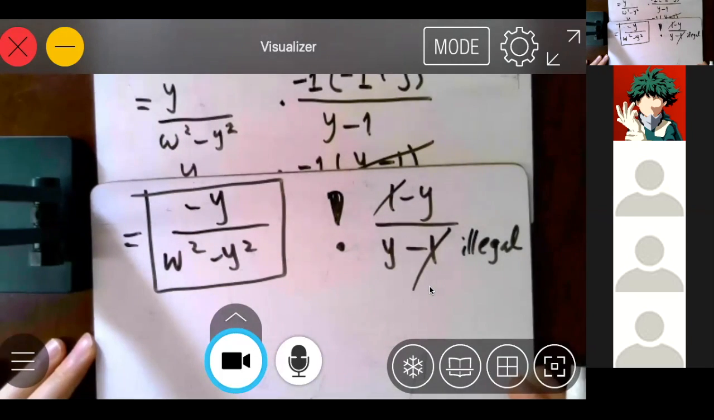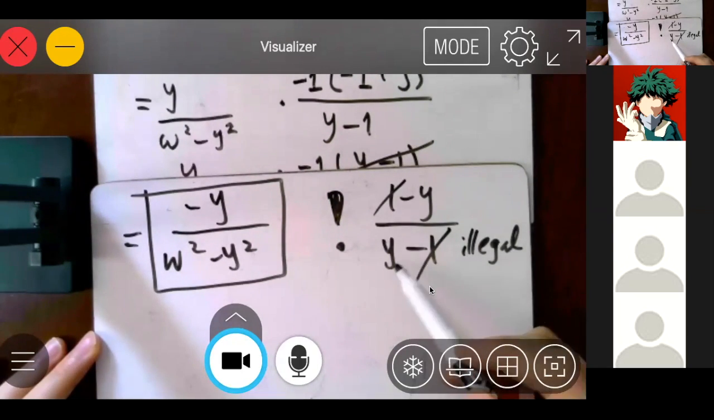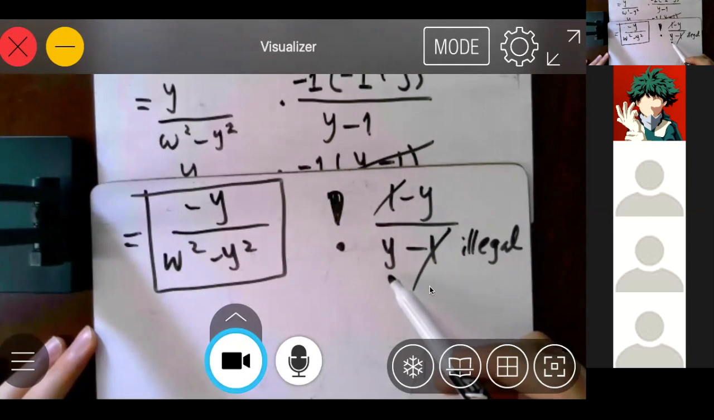And you can't cancel out the same terms on the denominator, right? So if it's y minus 1 on one side of the denominator and y minus 1 on the other side of the denominator, you can't cancel them out.